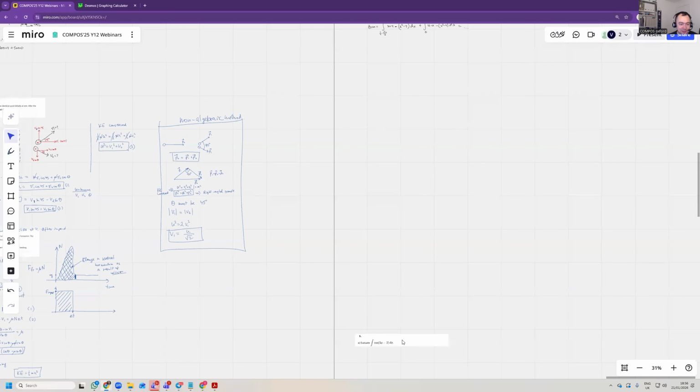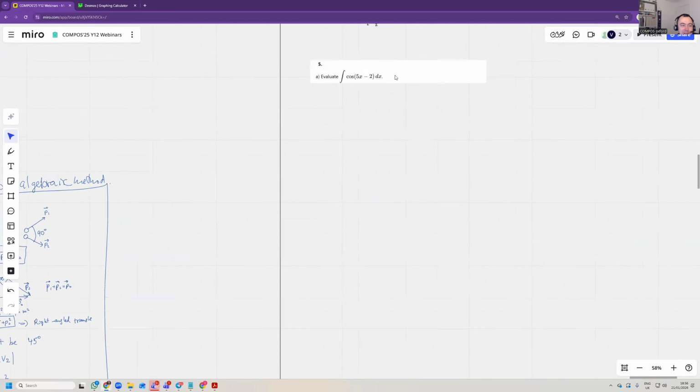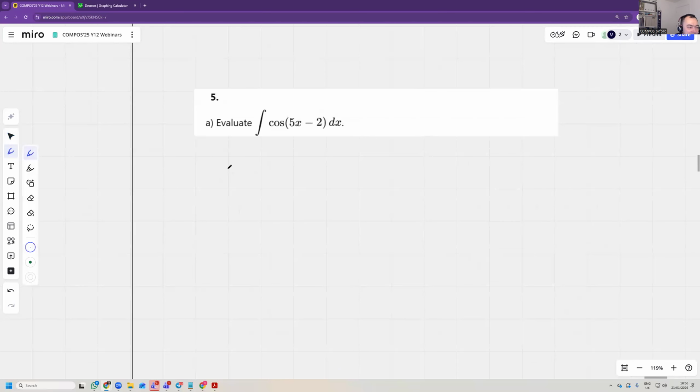Evaluate cosine. So this is where we shine with our substitutions. Okay, so the substitution, the obvious one, is that u equals 5x minus 2. We differentiate du/dx straight away, and that becomes 5, because the derivative of that is 5. So dx is du divided by 5.